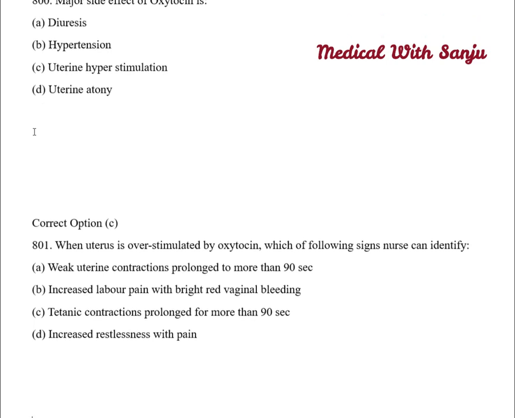Question number 801. When uterus is overstimulated by oxytocin, which of the following sign nurse can identify? Option A, weak uterine contraction prolonged to more than 90 seconds. Option B, increased labor pain with a bright red vaginal bleeding. Option C, tetanic contractions prolonged for more than 90 seconds. And option D, increased restlessness with pain. Tetanic contraction prolonged for more than 90 seconds. Option C is right answer.